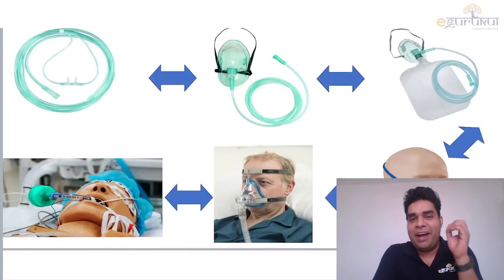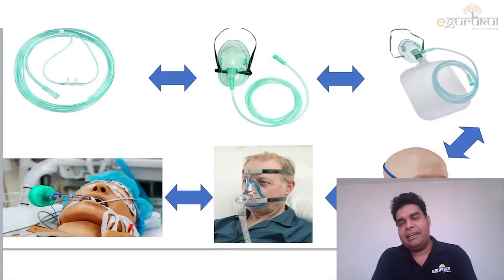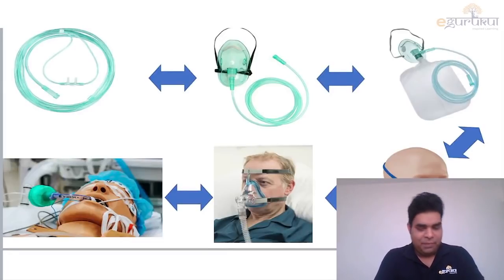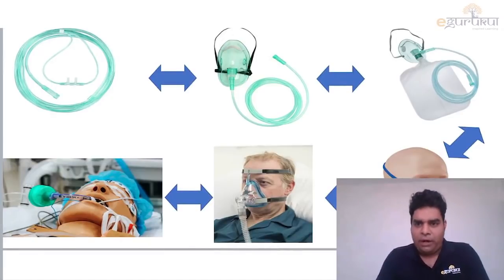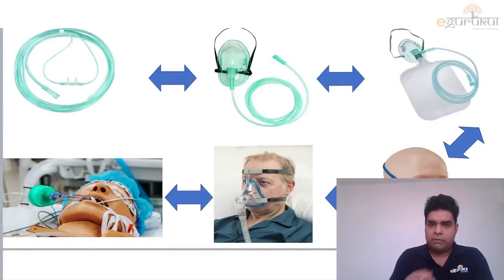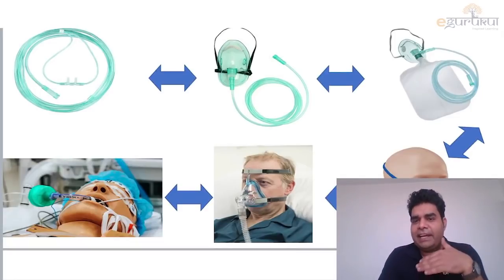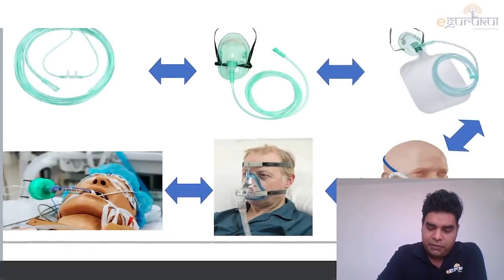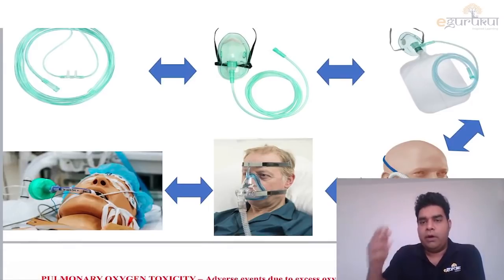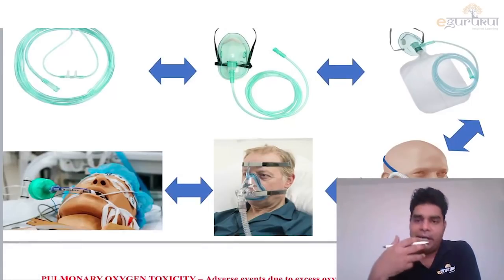In this session, we are going to read everything about oxygen therapy that we are giving to the patients. So, when we read about oxygen therapy, these are the devices we go through. First, we have the nasal cannula, then we use the mask, the normal Hudson mask. And then we go for the non-rebreathing mask.